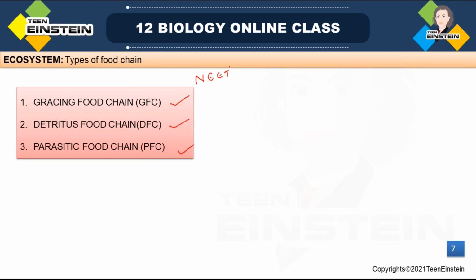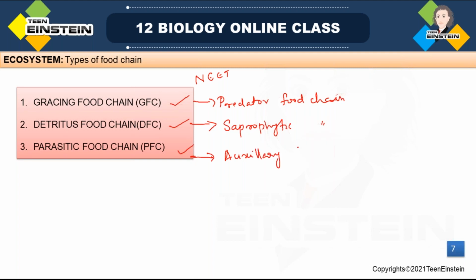So this grazing food chain or GFC is otherwise called predator food chain. Next one is detritus food chain. Detritus food chain or DFC is otherwise called saprophytic food chain. So the first one, grazing food chain, is called predator food chain. Detritus food chain is called saprophytic food chain. Then the last one, the third one, parasitic food chain, is otherwise called auxiliary food chain.